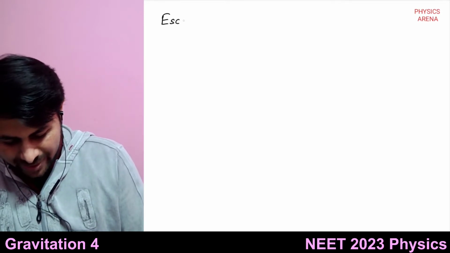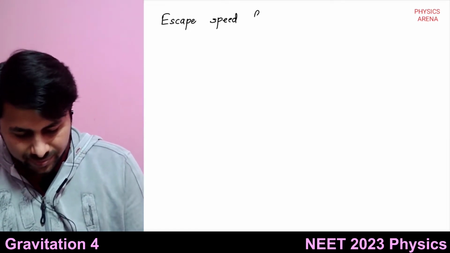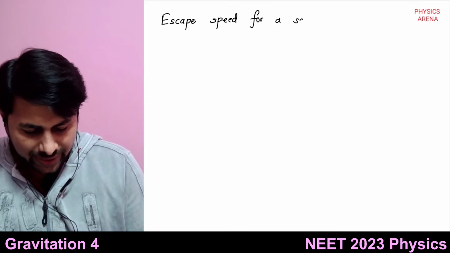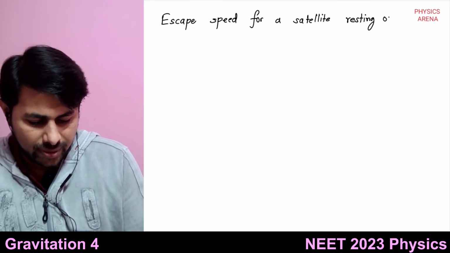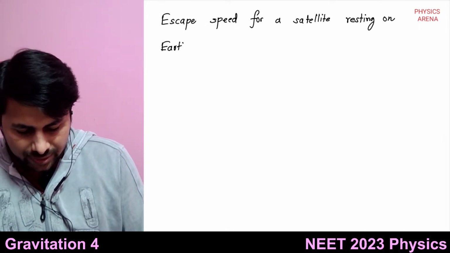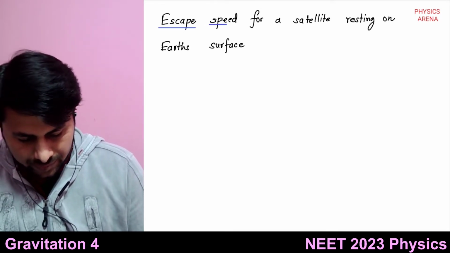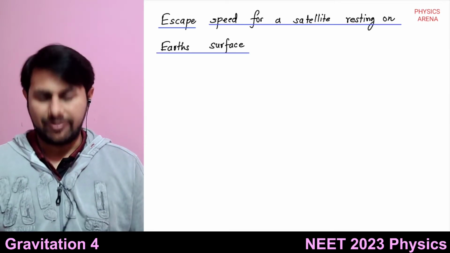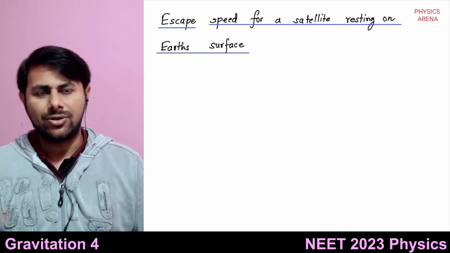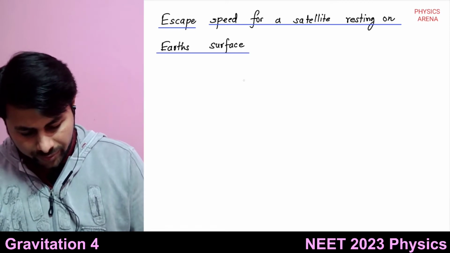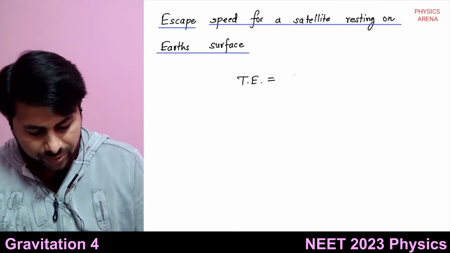So escape speed, we want to find out escape speed for a body or a satellite resting on Earth's surface. Okay. So first of all, the body is resting on Earth's surface. It has got no kinetic energy, right? So for that body, total energy is just equal to what? It is just equal to potential energy.